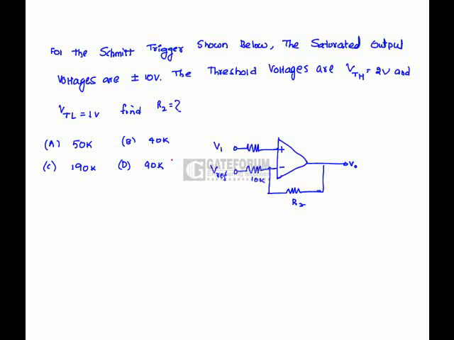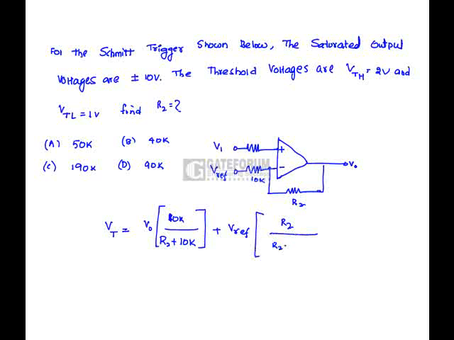Schematic figure shown below, the saturated output voltages are plus or minus 10. The threshold voltages are, upper threshold voltage is 2 volts whereas lower threshold voltage is 1 volt. We have to find out the R2 for a given network. So in order to decide that one, we have to write the generalized equation for the threshold voltage. So Vt is equal to V0 times 10k divided by R2 plus 10k, plus V reference times R2 divided by R2 plus 10k.